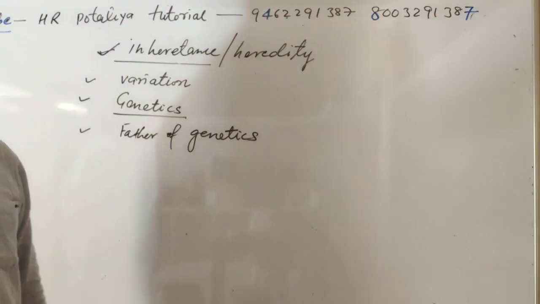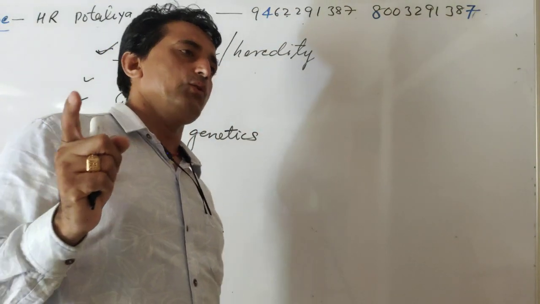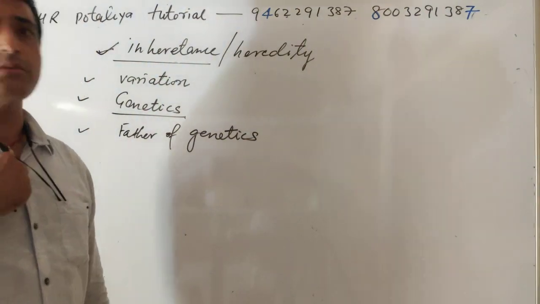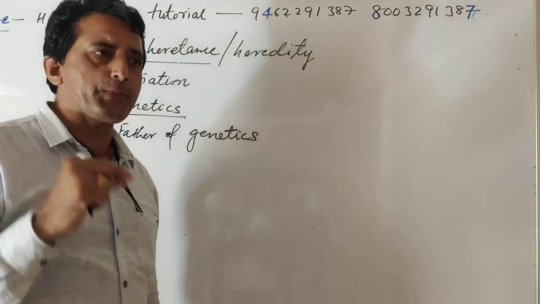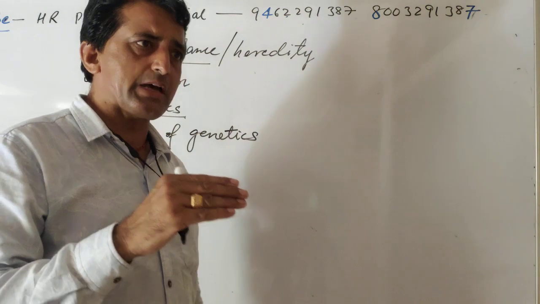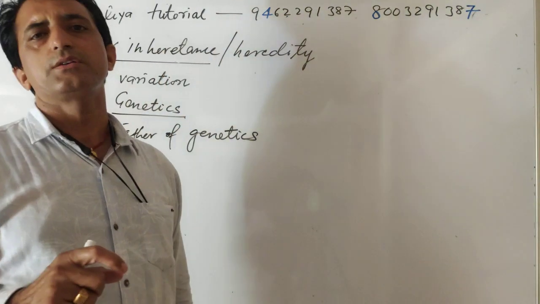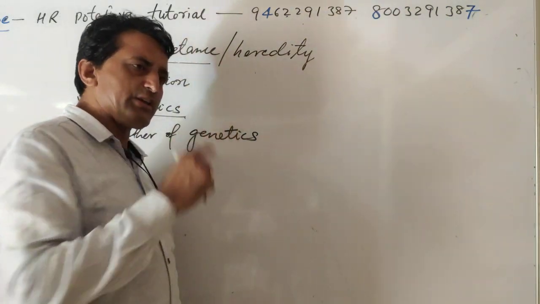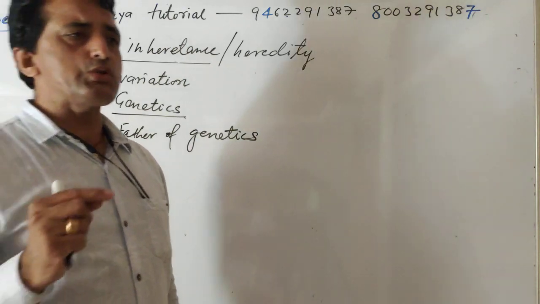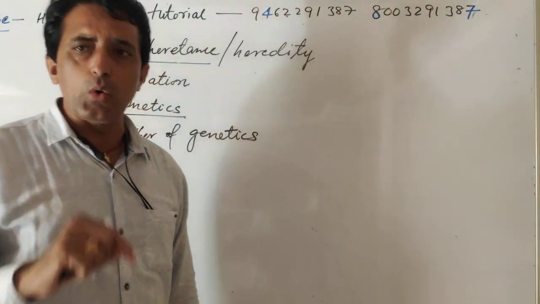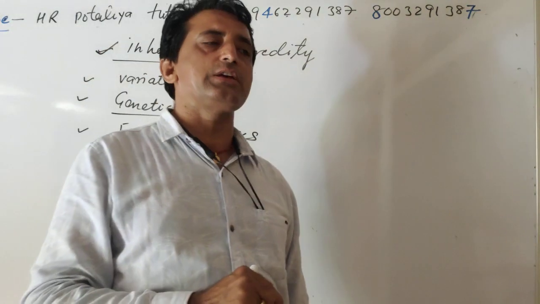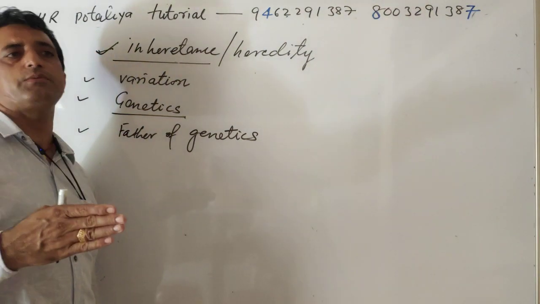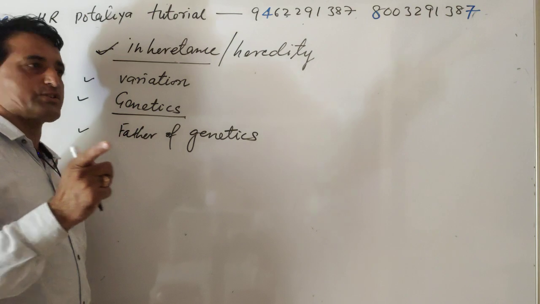Case number 2, that is variation. Variation means the particular person is different from parents. For example, yourself, myself, we are not similar to parents. Maybe some traits are similar, but some traits are definitely different. That is variation. Again, the question is, why is there variation? Then your answer: due to sexual reproduction, crossing over and the gametogenesis process, there is differentiation, and variation will be there by recombination.